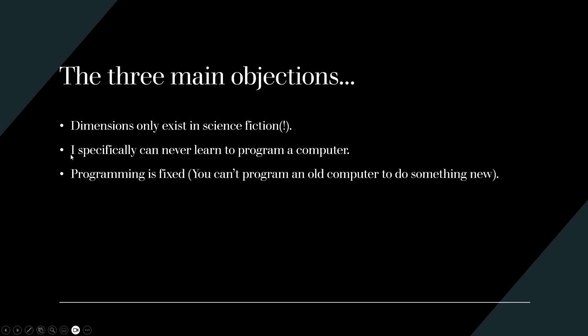And objection number two: I specifically can never learn to program a computer. I wonder where that comes from. And objection number three, which is probably the second most common objection, was that programming is fixed. You can't program an old computer to do something new. And I got a lot of that over the years.